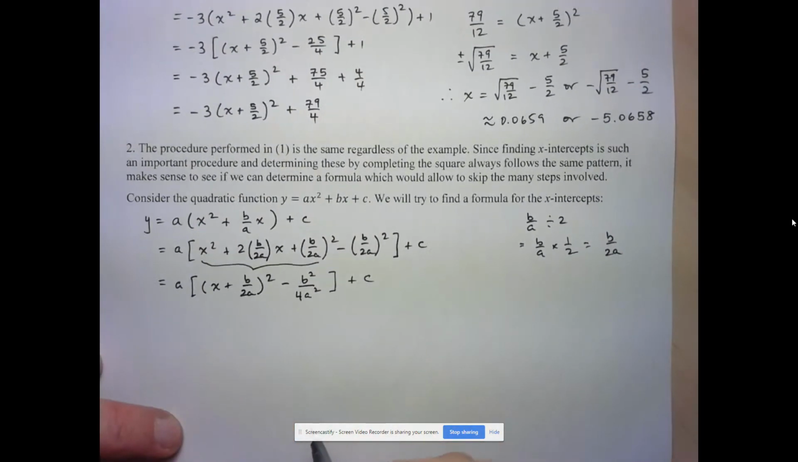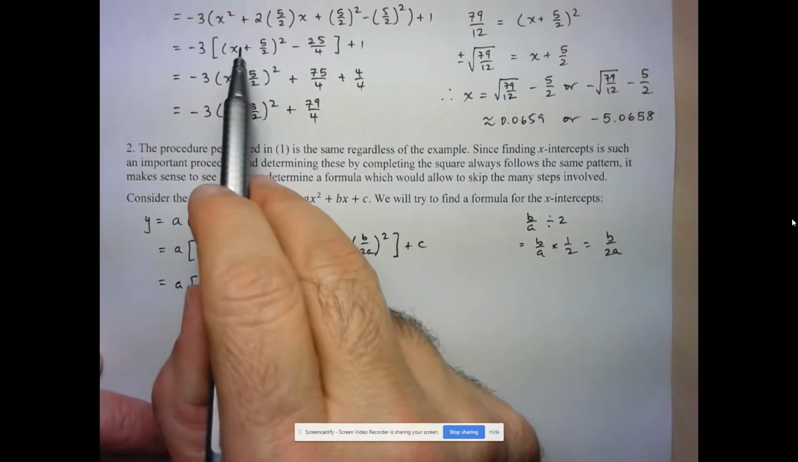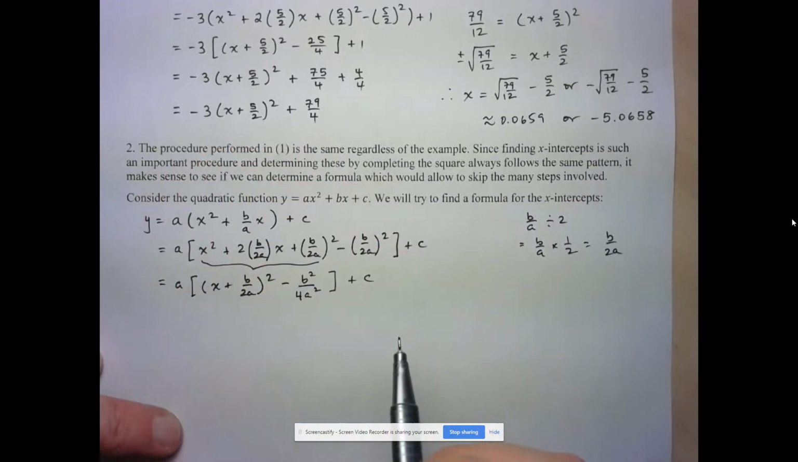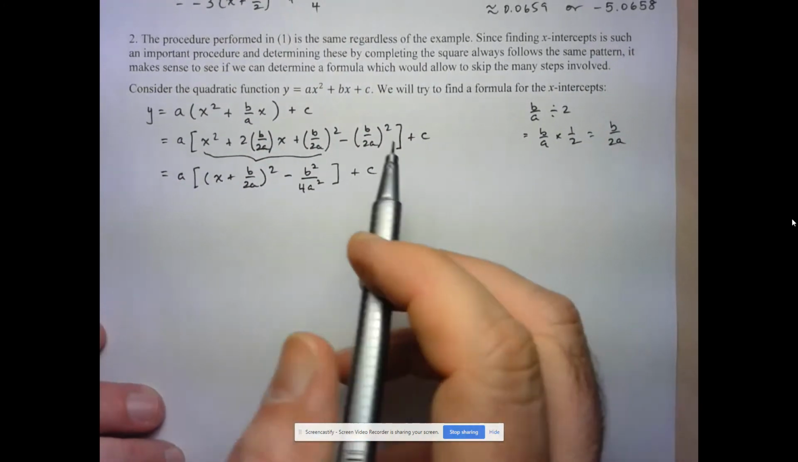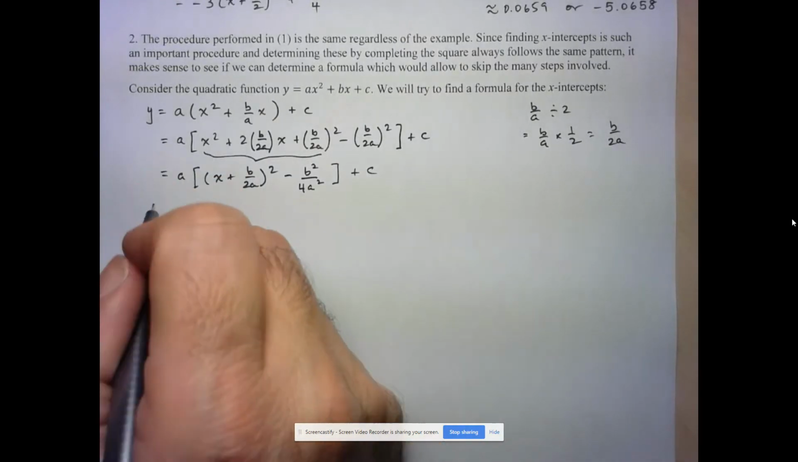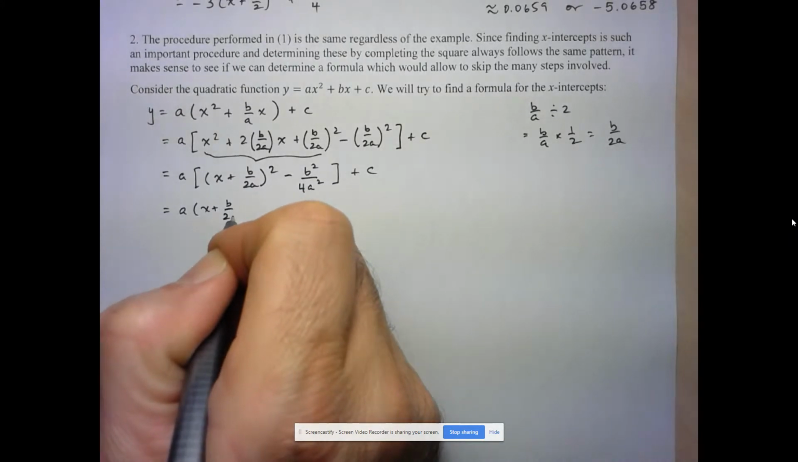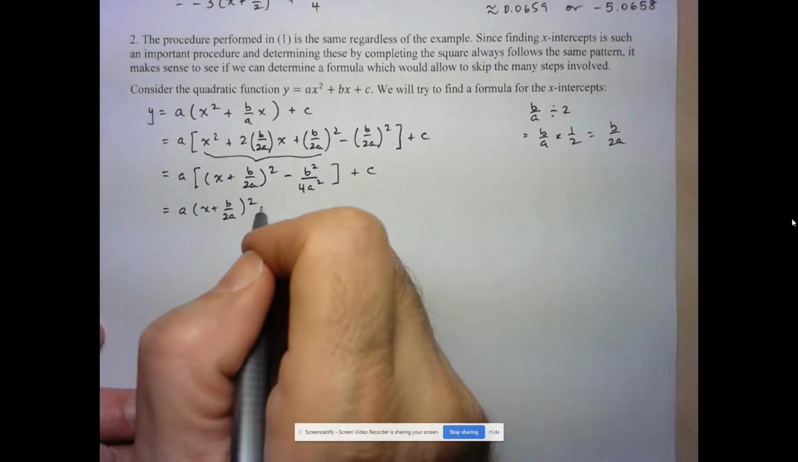Okay, so what was the next step? Once we completed the square inside the bracket, we now redistributed the a value back to everything in the bracket. So I'm going to do the exact same thing here. I'm going to distribute the a to the first term. So a(x plus b over 2a) squared, okay, minus.